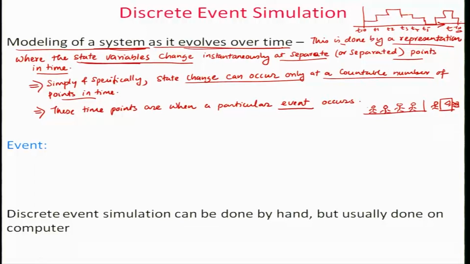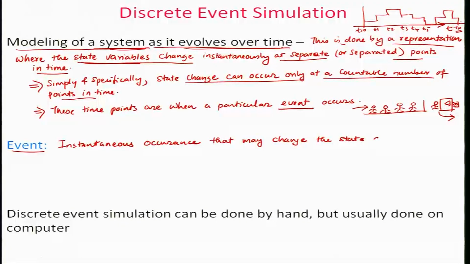So, when a person joins the queue or when a person leaves, this is what we call a particular event. So, let us define what an event is. An event is an instantaneous occurrence that may change the state of the system.